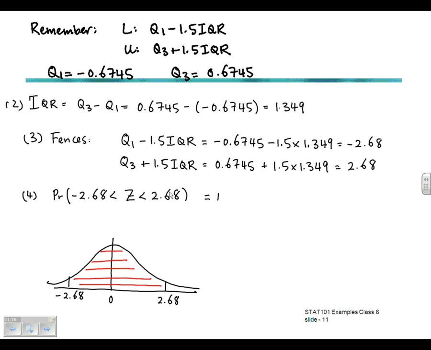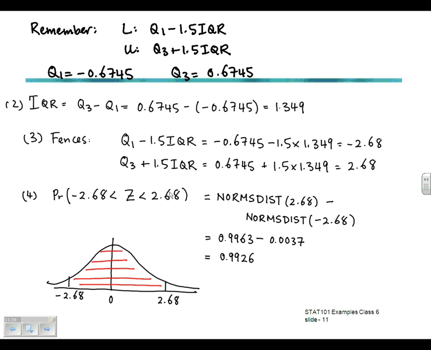To calculate this probability, as we did in the previous example, we're going to use NORM.S.DIST this time, because this is a standard normal. So we use NORM.S.DIST of 2.68 minus NORM.S.DIST of negative 2.68. The values given there from Excel are 0.9963, take away 0.0037.